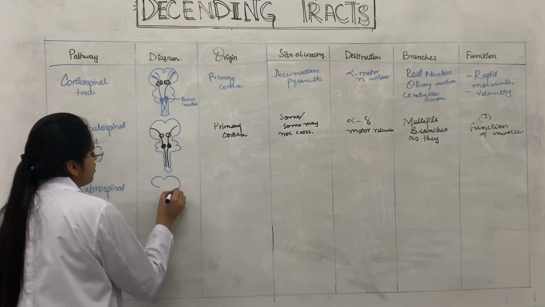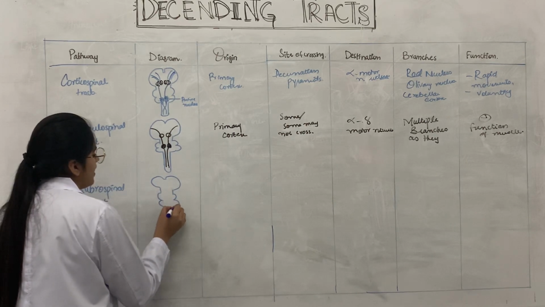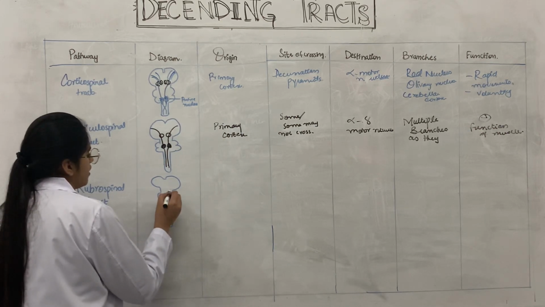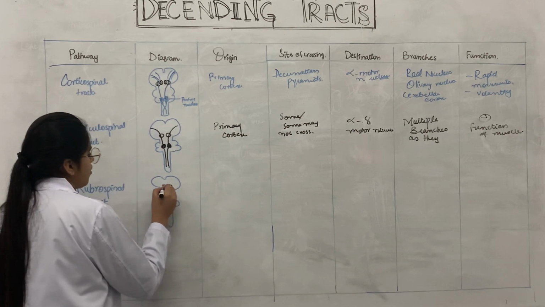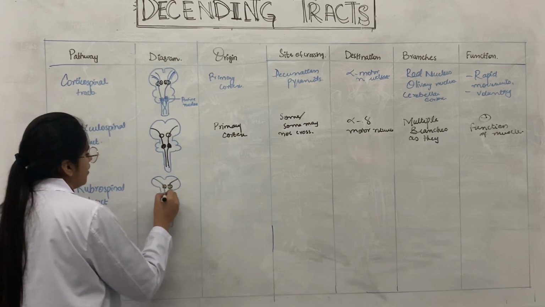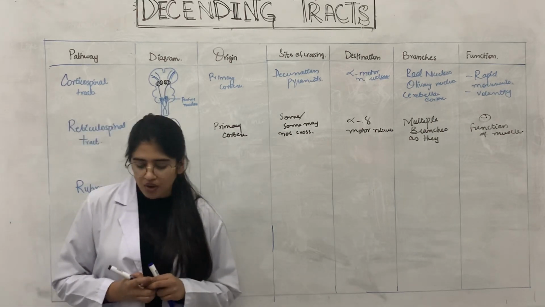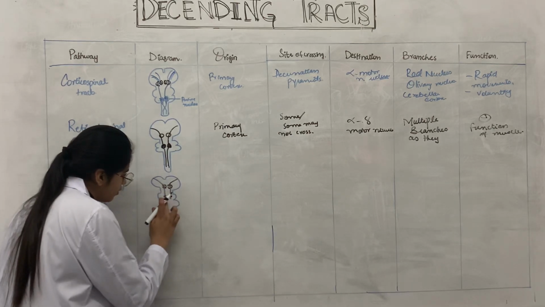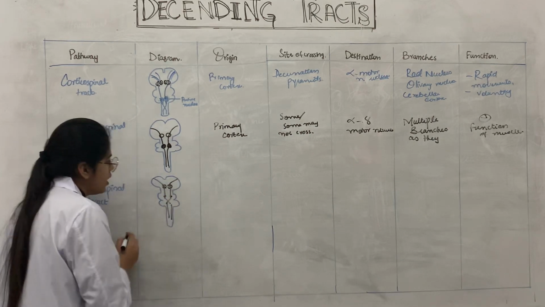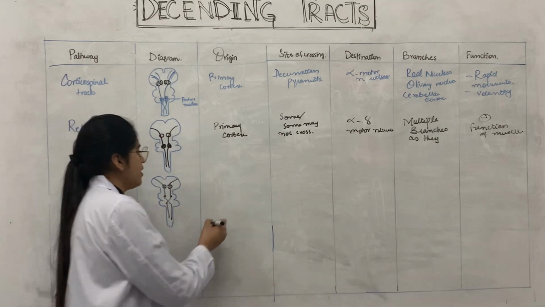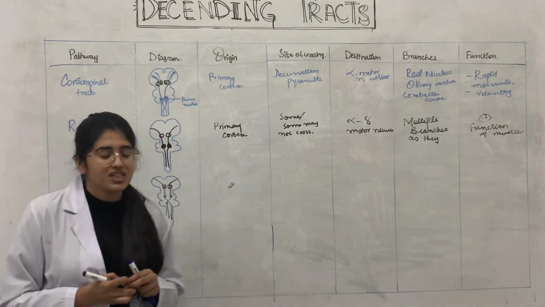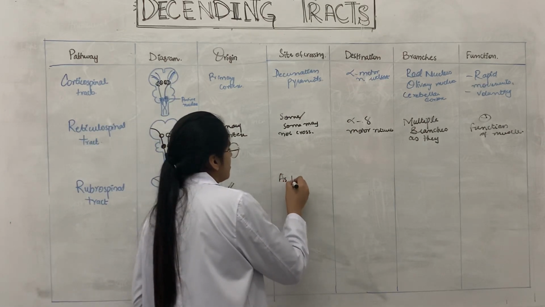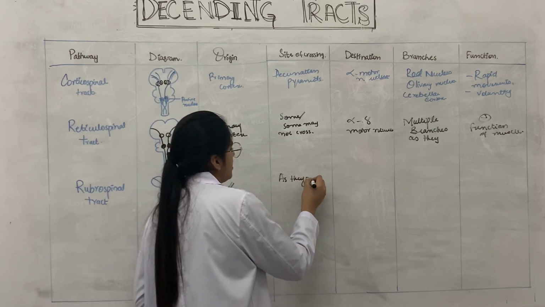The rubrospinal tract is the tract which will go to the red nucleus, and the red nucleus is present within the pons, and here is the thalamus. From the thalamus they are going to the red nucleus, and they are coming downwards. Soon after the red nucleus, they will cross over and then they will come downwards. So what is the origin? Primary cortex would be the region, and the site of crossing over is as soon as they originate.